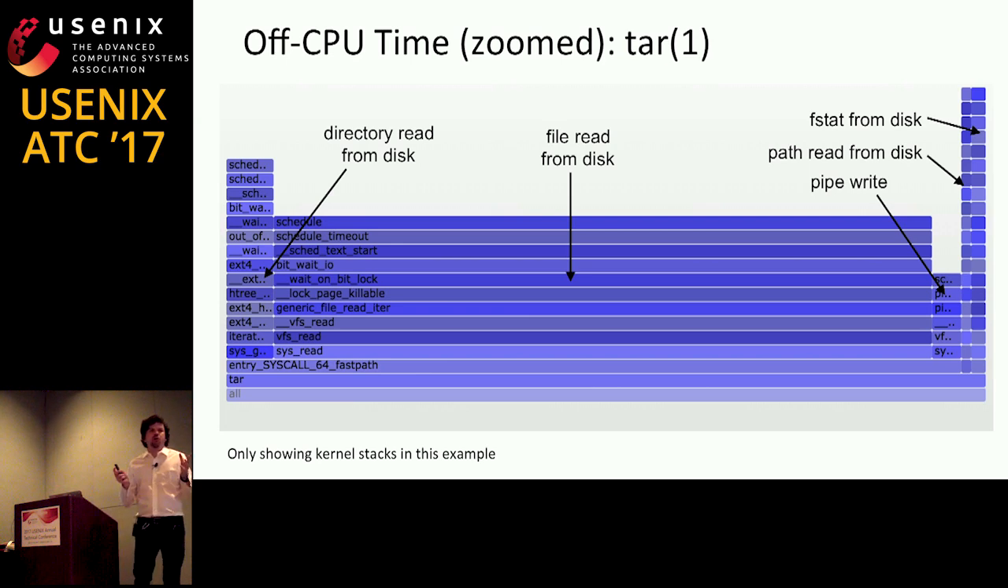This is great for understanding the flip side of CPU time. This is off CPU time. Why am I blocked? And what are all the different reasons I've blocked? And again, it's all proportional. So you look for the widest stack trace that tells you where it's spending most of its time. Tar's spending most of its time reading files from disk. Not a big surprise.